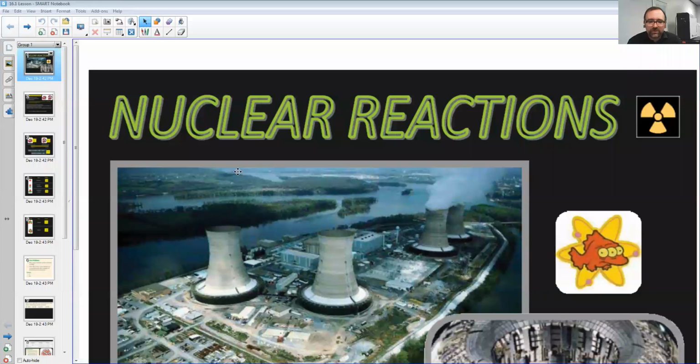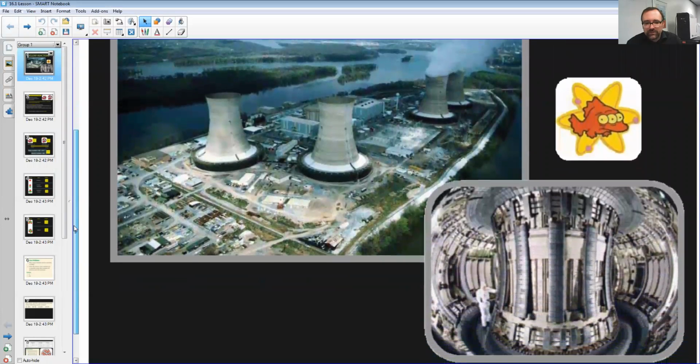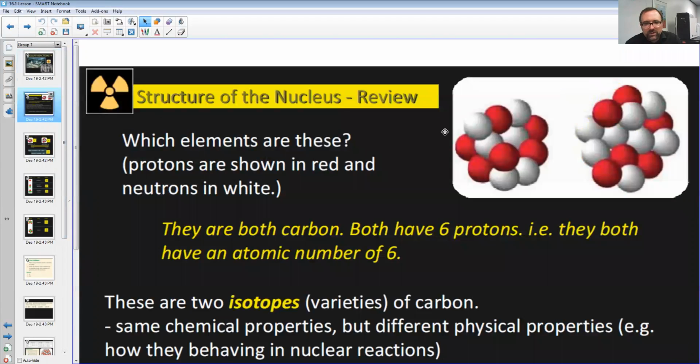Keep in mind, it's going to be dealing with nuclear reactions throughout this whole unit, due to the fact that it is looking at physics from a different perspective compared to classical physics. With this, we always want to look at what the nucleus is all about. So which elements are these?